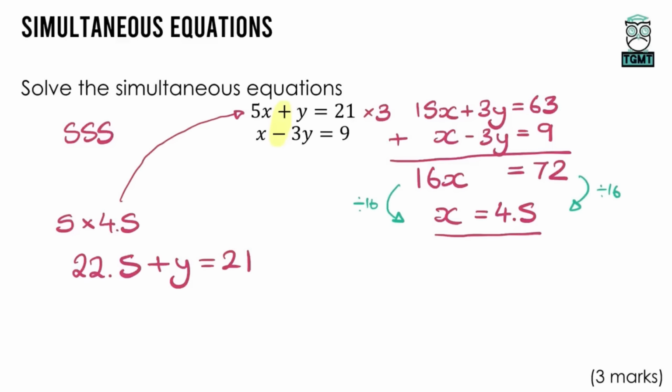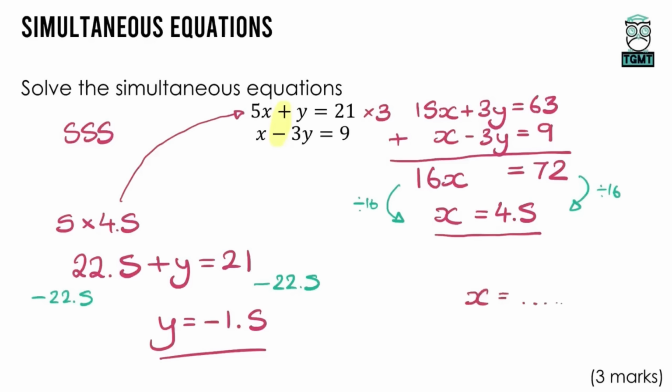We just need to get rid of this 22.5 so that it says y equals, so we'll minus 22.5 from both sides of the equation, and that gives us 1y is equal to, and I'll just type into my calculator 21, take away 22.5, and I get negative 1.5. And there we go, that's my second solution. Typically on a simultaneous equation question, it will have the dotted line that will say x equals and y equals. So just make sure you put them into the correct place on the dotted lines.